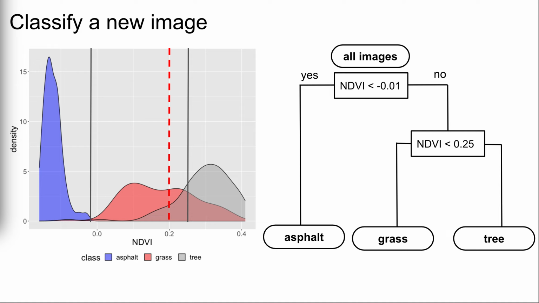For example, consider a new image that has a vegetation index of 0.2, represented by the red dashed line. Since 0.2 is not below -0.01, we go right in the first split. And since it is below 0.25, we go left in the second split. Thus, we predict that this image is of grass.